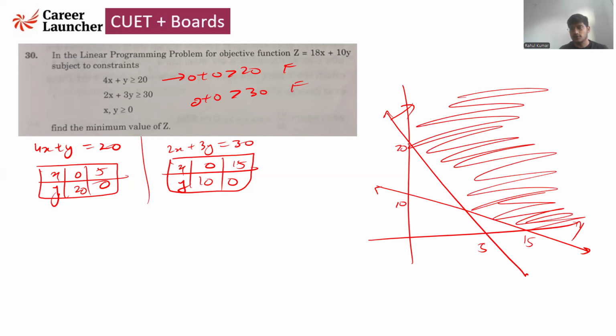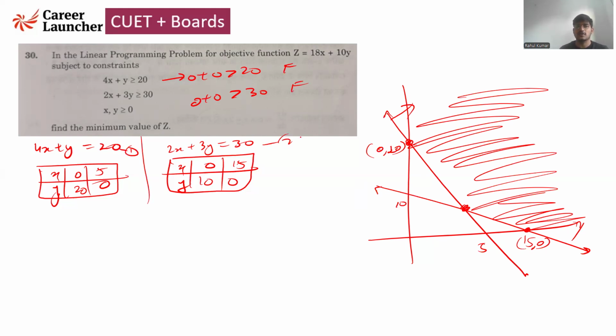So what are your corner points? This part, and this part. So 15, 0 and 0, 20, and this point is still unknown. Means you need to find the intersecting point. How can you find the intersecting point?